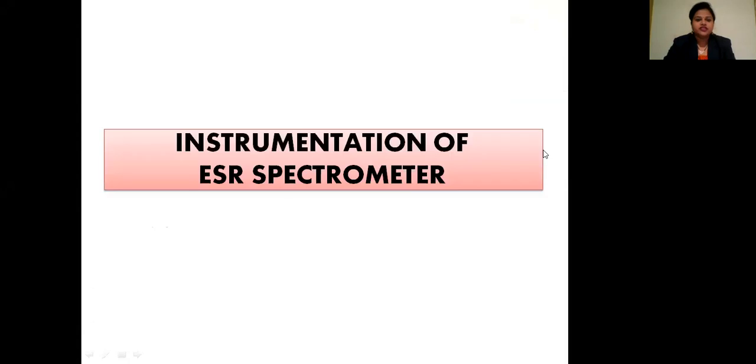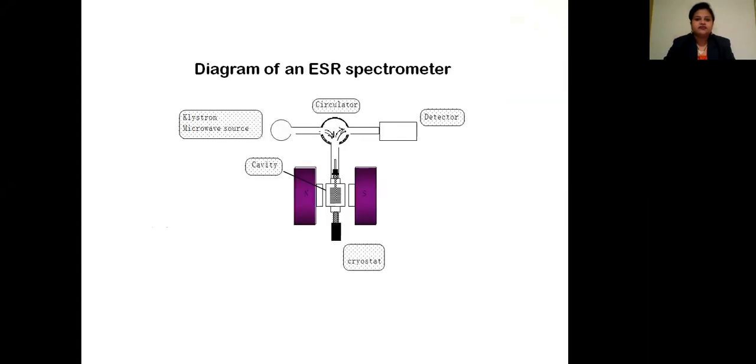In this video lecture, we are going to learn instrumentation of ESR spectrometer. This is the schematic diagram of ESR spectrometer. The most important part of this ESR spectrometer is microwave source. It is also known as a klystron microwave source.